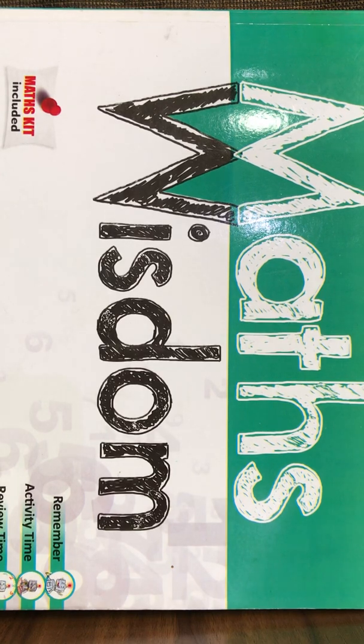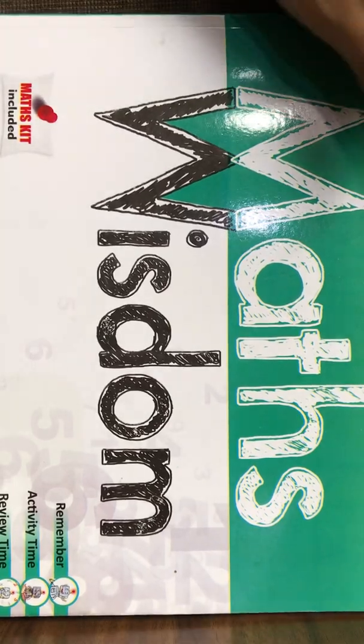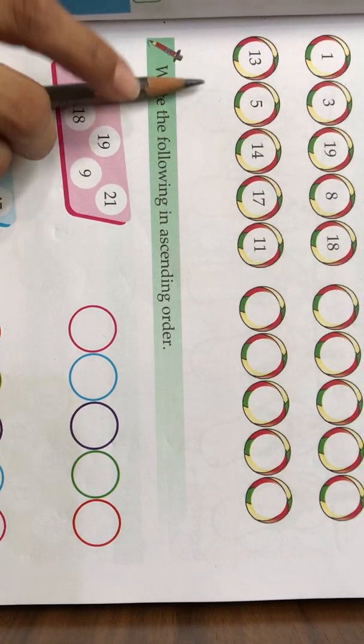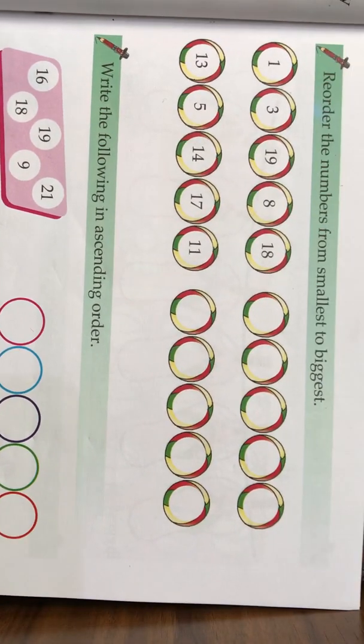Children, yesterday we learned how to arrange the numbers in ascending order and descending order. Today we will do some more exercise on it. Open page number 35 in your maths textbook. Let's read the heading first.